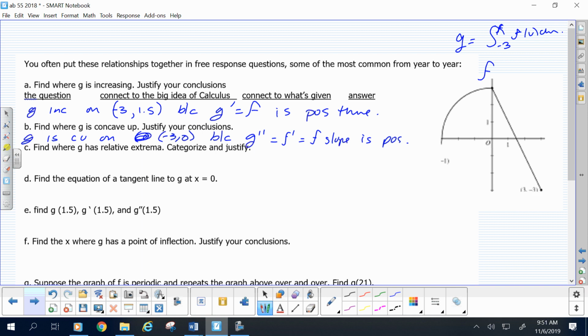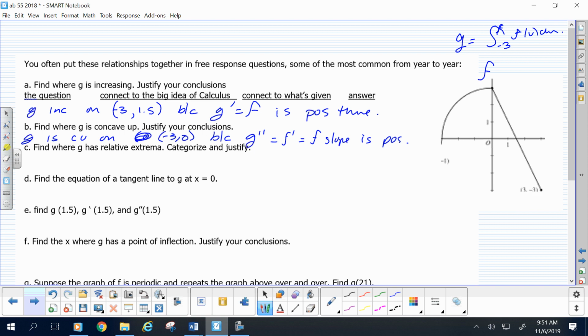All right? Find where G has relative extrema. Justify. So, calculus-wise, relative extrema happen where G prime changes sign in some fashion, right? And then we'll figure out what kind of extrema. And G prime equals what in F? Just F. So we need to figure out where G prime or F changes sign, which is at 1.5. All right. And what kind of extrema? Min or max? Max because F changes.